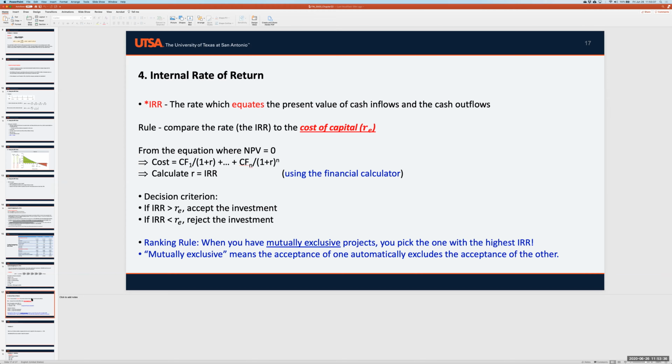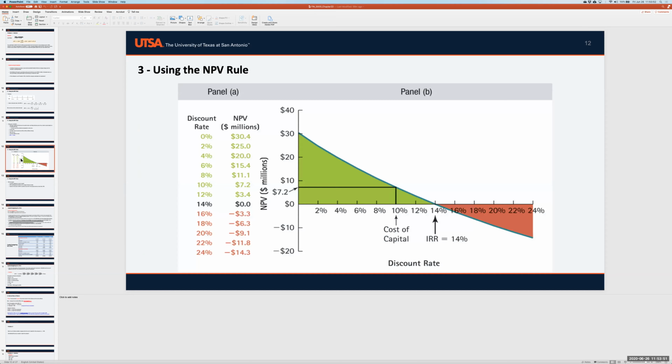Anyway, internal rate of return is another concept that we should be aware of. IRR is the rate which equates the present value of cash inflows and outflows. Let's go to the slide. So if you have a cost of capital equal to 14%, NPV is 0. This is IRR.